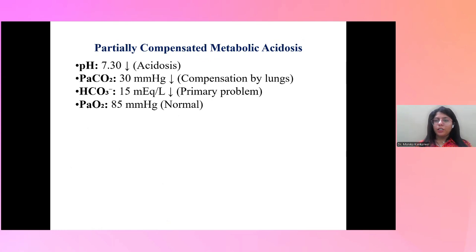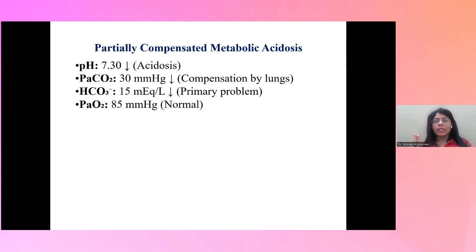both metabolic acidosis and metabolic alkalosis. So I'll be telling you regarding metabolic acidosis. Once you get through metabolic acidosis, then it's easy to understand metabolic alkalosis. So in partially compensated metabolic acidosis, the pH will be decreased, meaning the pH will be less than 7.35. So a pH less than 7.35 will indicate acidosis. So the first check we have done through the pH. Now for the second check, we have to look at the partial pressure of CO2.